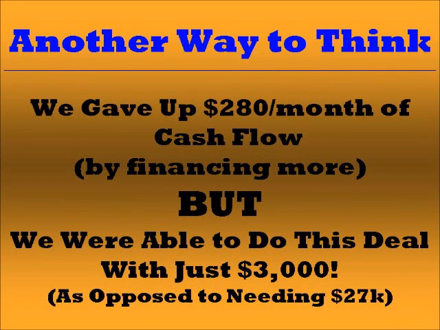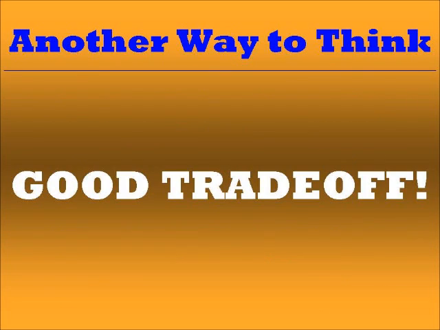Another way of looking at this is to say that we gave up around $280 a month of cash flow, but in return, we were able to keep $24,000 in the bank. All it really cost us to do this deal was $3,000. I don't know about you, but I will trade $280 a month of cash flow for not having to spend $24,000 of my money anytime. Why? Because cash is king. It looks better on my balance sheet than somebody else's. Besides, the numbers clearly bear out the reality that the less your investment, the higher your investment return.